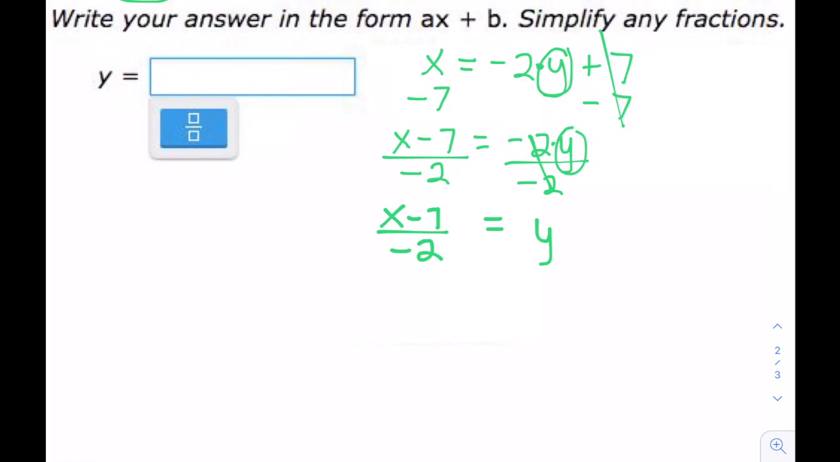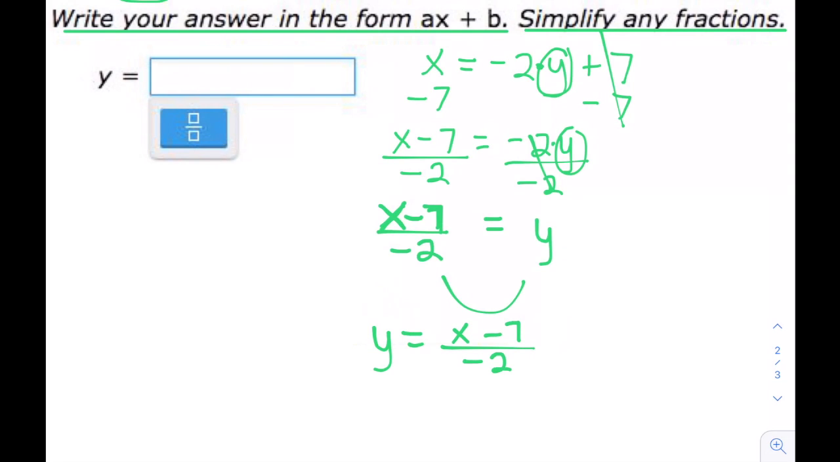But the directions say to write your answer in the form ax plus b and simplify any fractions. So what I need to do is divide both of these terms, the x and the minus 7, by negative 2 so that my terms are separated out. So I'm going to first switch my sides so it says y equals x minus 7 over negative 2, and then I'm going to divide each term by negative 2. So I'd have x over negative 2 and then minus 7 over negative 2.